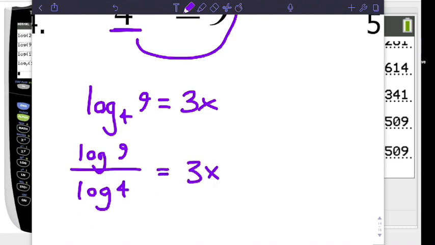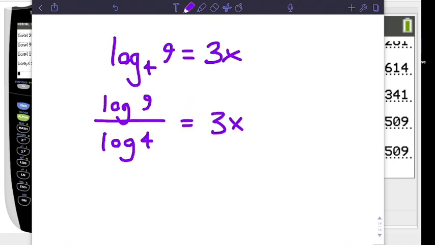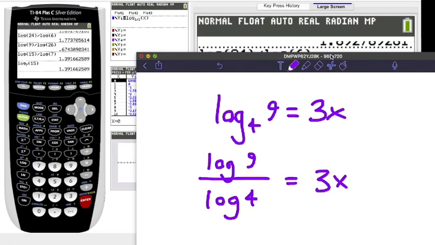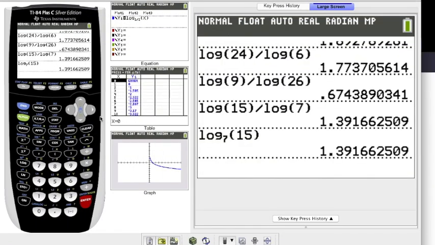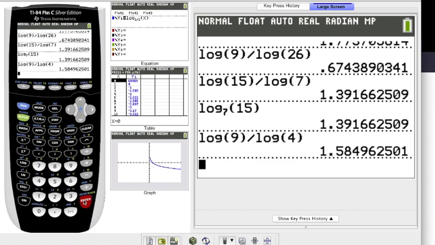That's equal to 3x. And then I guess we're going to find that decimal and then divide that decimal by 3. So log 9, close parentheses. Make sure you close your parentheses up. And then divide it by log 4. Apparently that decimal is going to give me about 1.585. I guess let's go to the nearest thousandth.